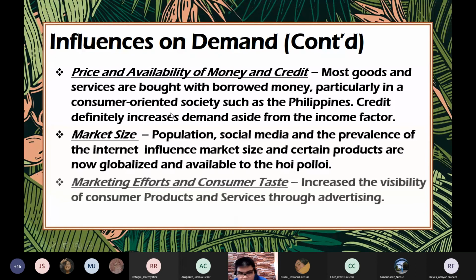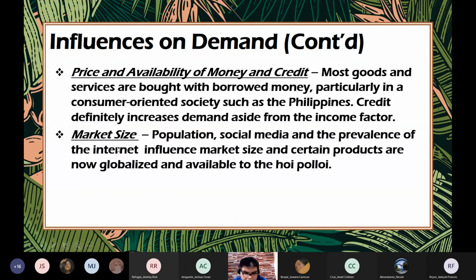Ano na ba? Ayun. Market size, kindly read. Miss Borca. Market size, population, social media, and the prevalence of the internet influence market size, and certain products are now globalized and available to the... Hoy Paloy.